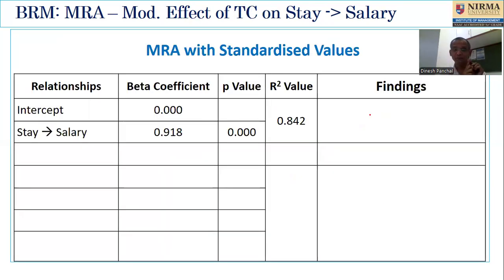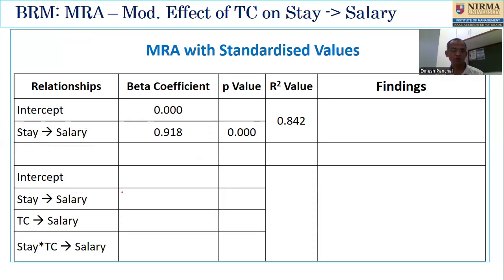We want to check the moderating effect of TC onto the stay and salary. And for that, we first converted TC, stay, and salary into standardized variables. Then we computed TC into stay as an interaction variable, an interaction column. And then we conducted the first regression, simple linear, with stay on salary only. We had R square and the beta coefficients. Now conduct the regression analysis with salary as the dependent variable, and stay, TC, and the interaction variable column as the independent variables.